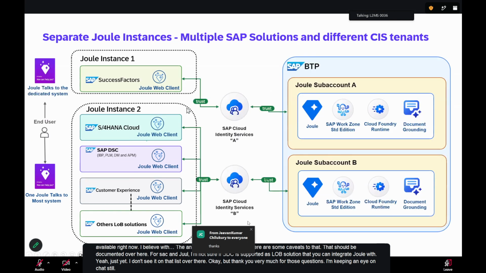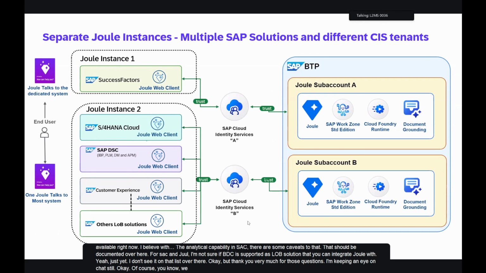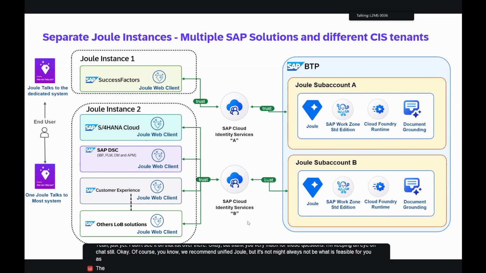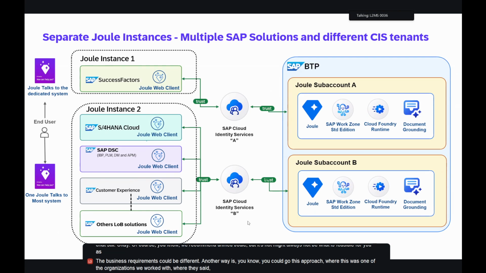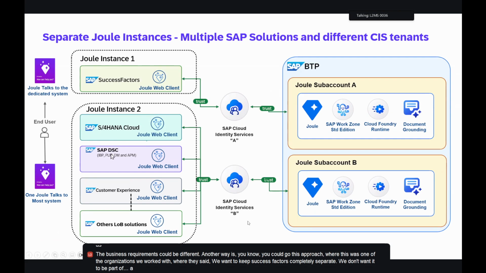Okay. Of course, we recommend unified Joule, but this might not always be feasible for you, as the business requirements could be different. Another way is this approach, which was one of the organizations we worked with. They said, we want to keep SuccessFactors completely separate. We don't want it to be part of a unified Joule deployment. However, we still want Joule for SuccessFactors. And this is what that would look like.